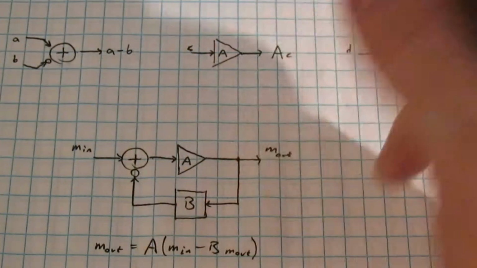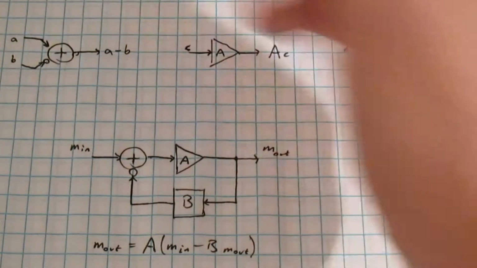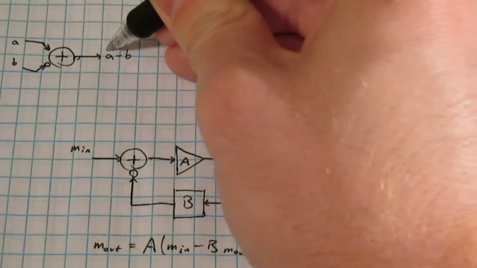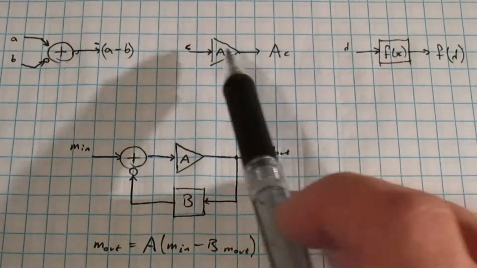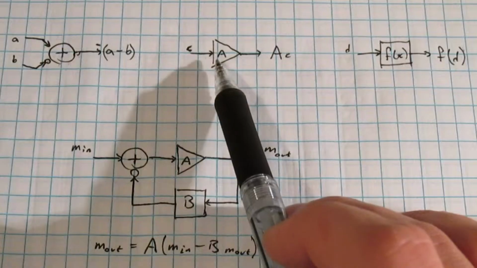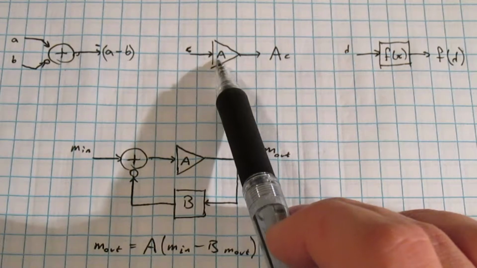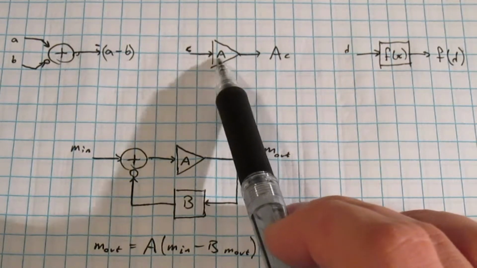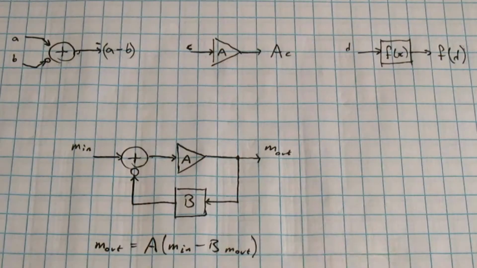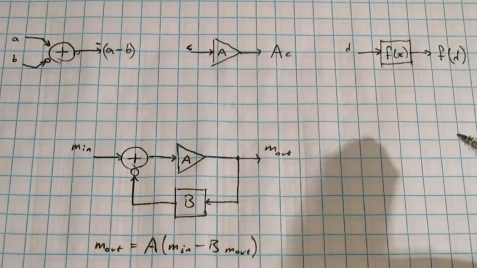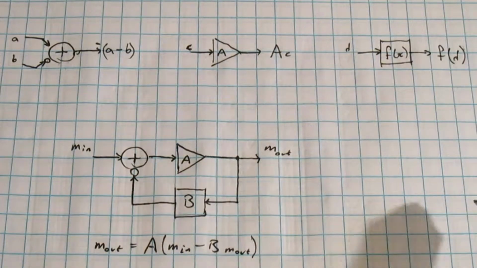If I put a little bubble on the output, that means that the output is inverted, which means that the entire output of this block will be negative A minus B. And I can put these bubbles on the other types of blocks too. These triangles are amplifiers, and I labeled them with their gain. So this one has a gain of A. So if signal C goes in, what comes out is C times A. For anything else, I'll just draw a little square and write whatever it is on the inside of it.